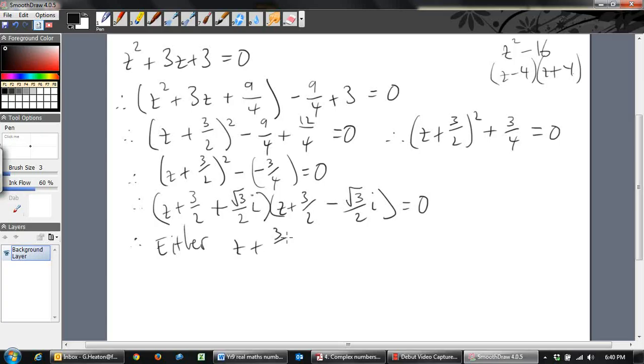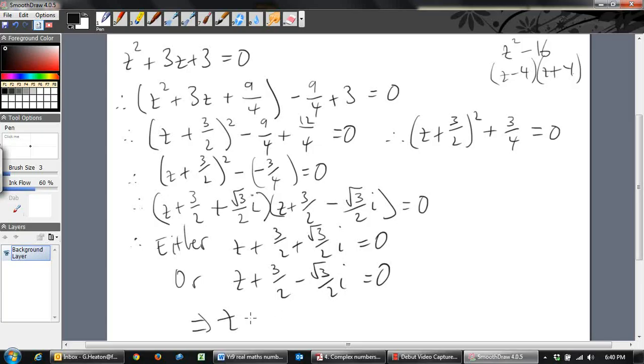either z plus 3 over 2 plus root 3 on 2i equals 0, or z plus 3 over 2 minus root 3 on 2i equals 0. You don't need to write that step, but I'm just showing you. Therefore, z is equal to, if you solve for them, negative 3 over 2 plus or minus root 3 over 2i. And there's your two solutions there. And that's how you would solve this equation, by completing the square.